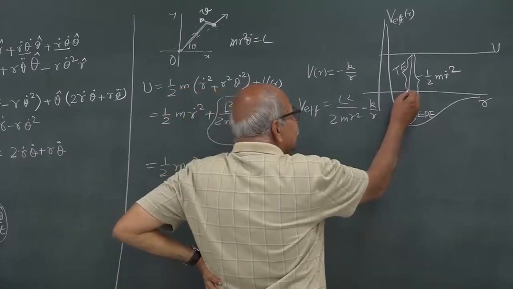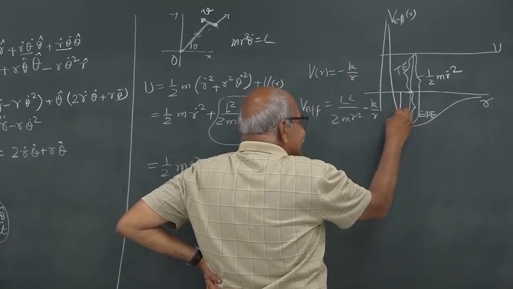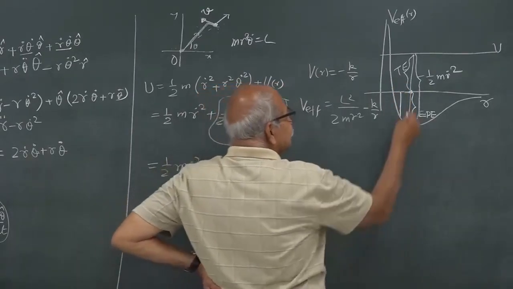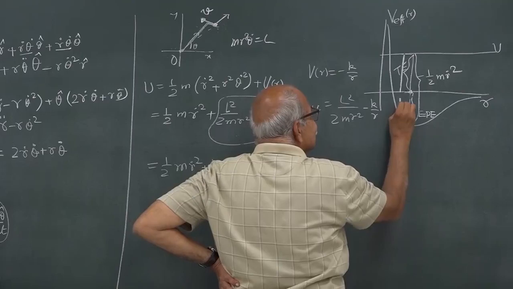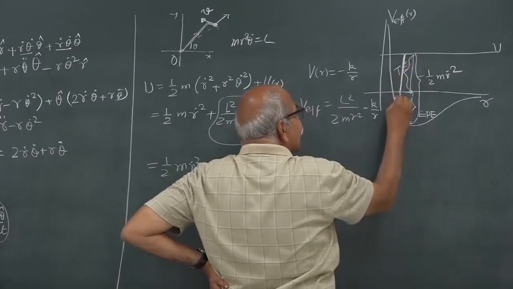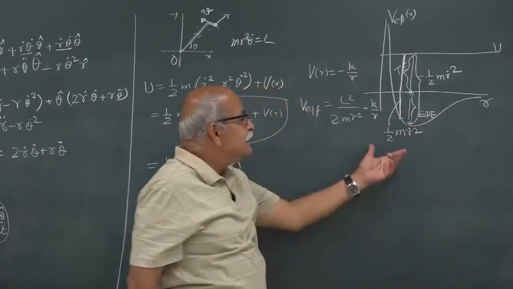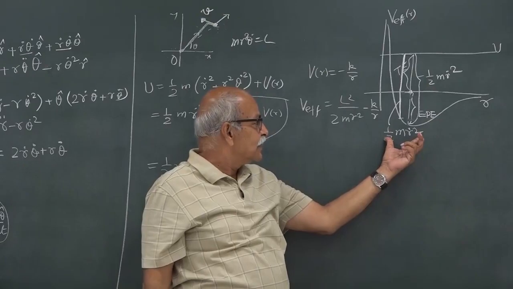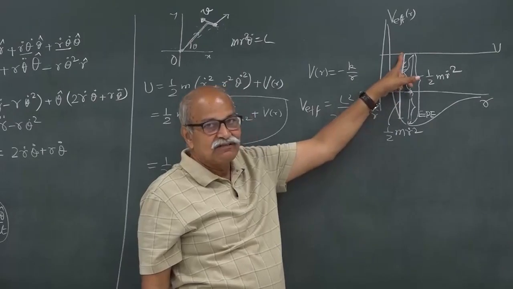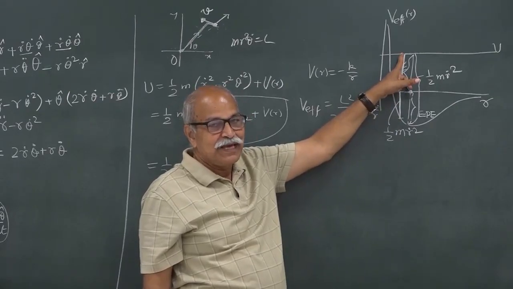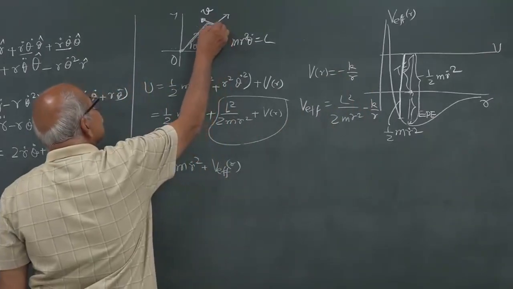If it is going this way, what is happening? Your effective potential energy is now this much, the magnitude is decreasing, and the total energy is here to here, this is the total energy. And what is from here to here? This is once again half m r dot square. So, the value of half m r dot square, which was this much, has decreased to this much. Okay. So, this way things will go.